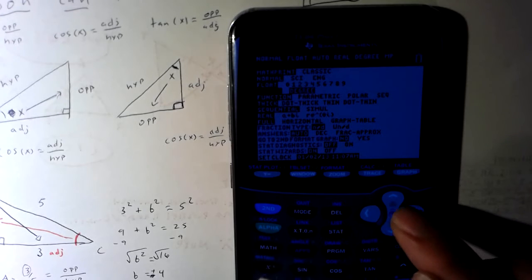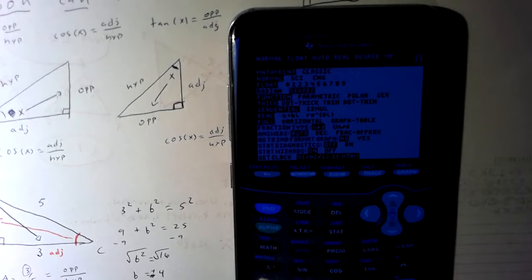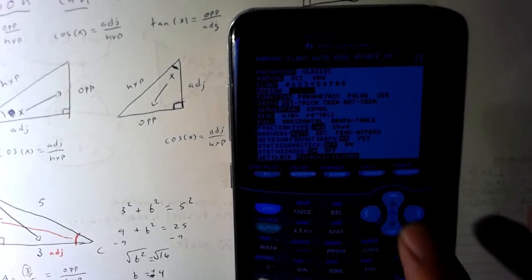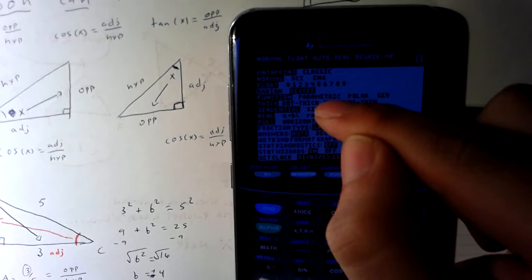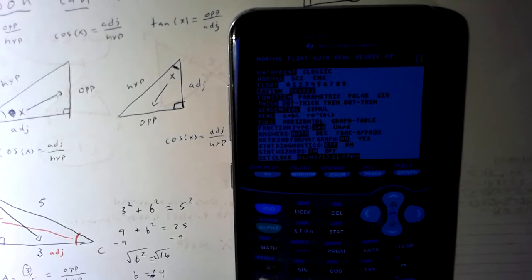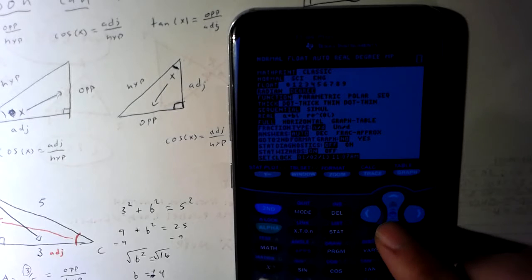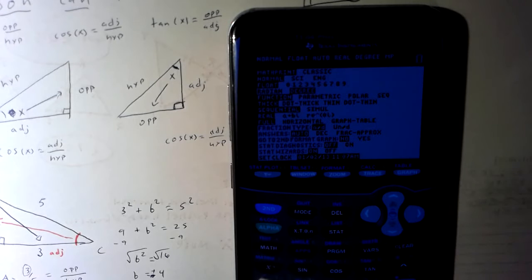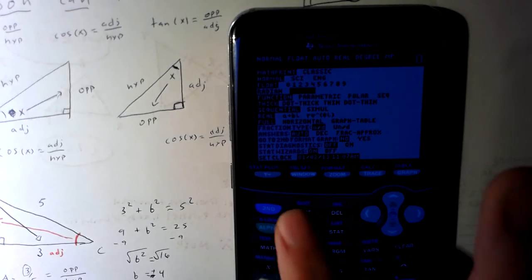They're right next to each other. We always want to make sure that degree is selected. So we want the little black box around degree. If it's on radian, you're going to get the answers wrong. That's important. The only time they wouldn't be is if the questions themselves had radians as their units, which they won't in high school geometry. They will in pre-calculus, so you're going to have to be more cognizant of that. But for now, in high school geometry, we want it to be in degrees.